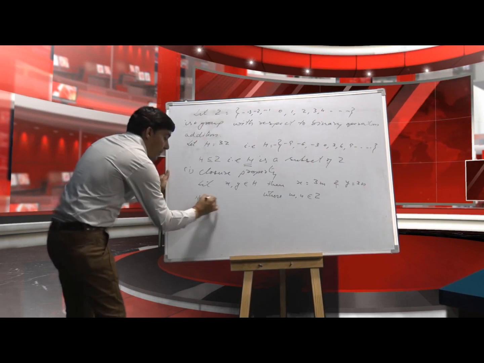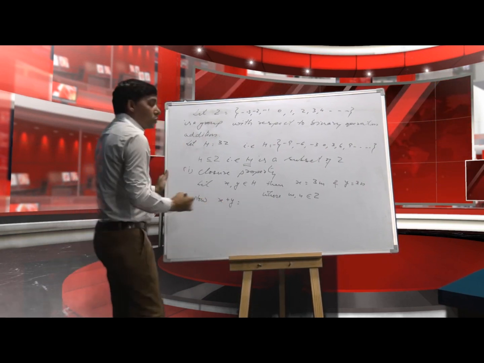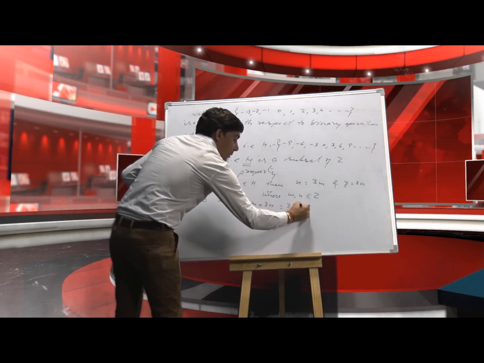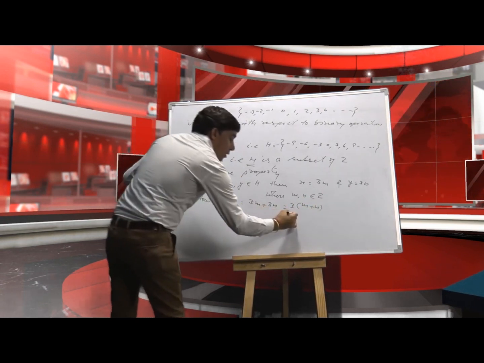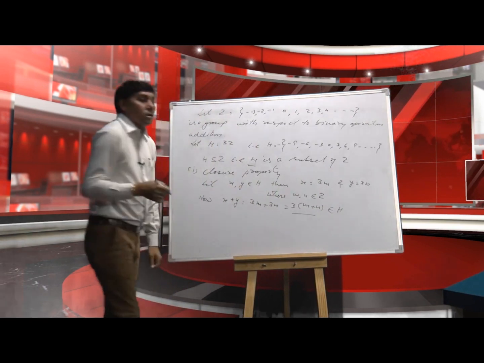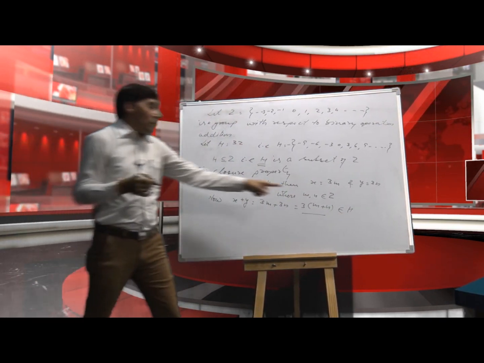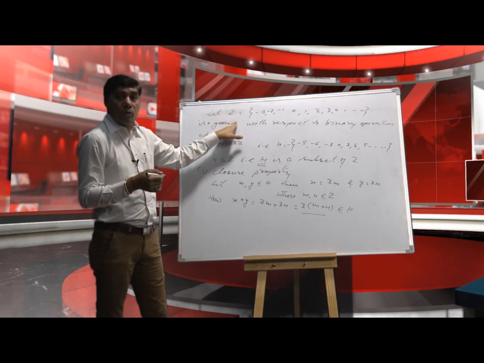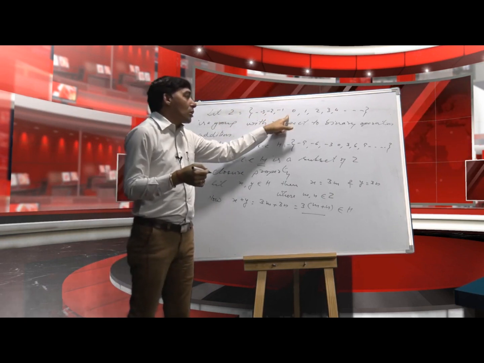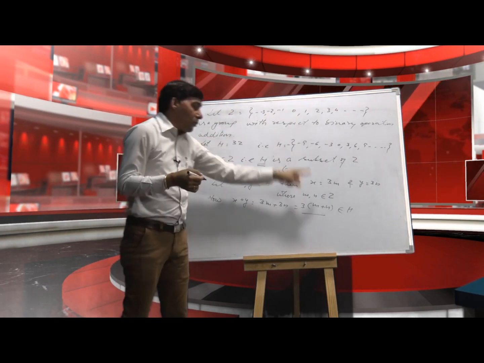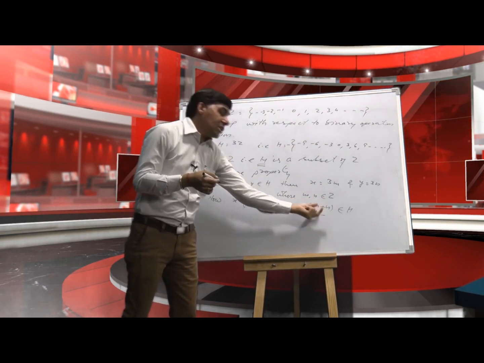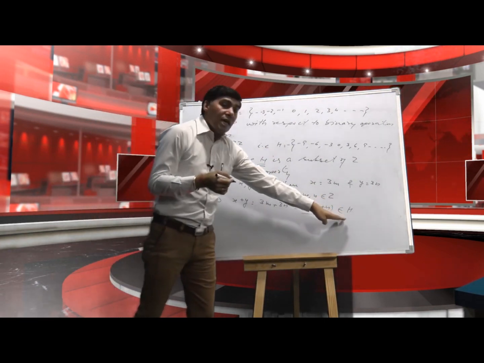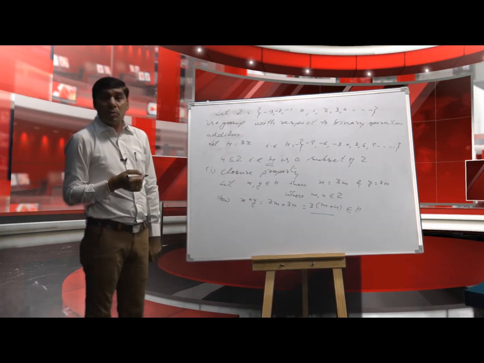Now, x plus y equals 3m plus 3n, equals 3 into m plus n, which belongs to H. Since m and n are integers, their sum m plus n is again an integer by the closure property, because Z is a group and satisfies all the properties of a group. Therefore m plus n is also an integer, and 3 into an integer is a multiple of 3, so it belongs to H. So closure property is satisfied.